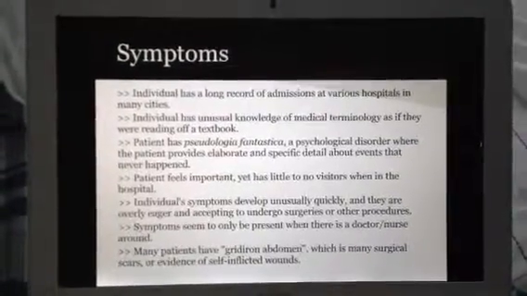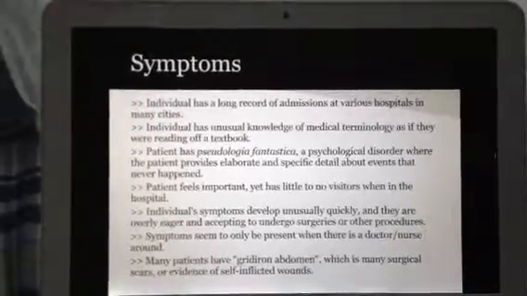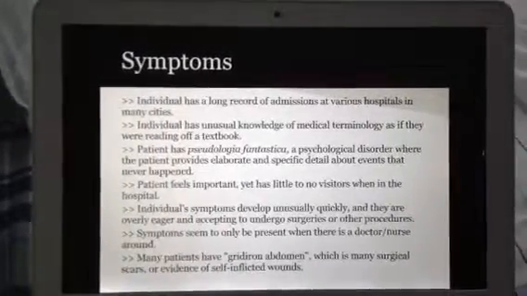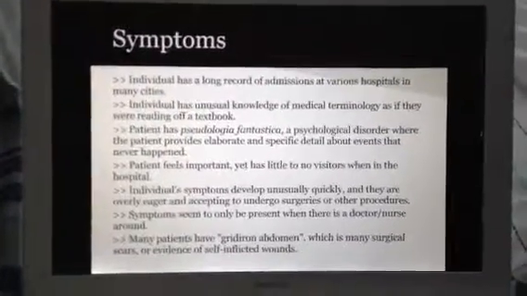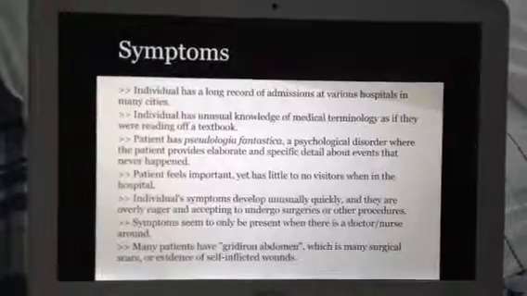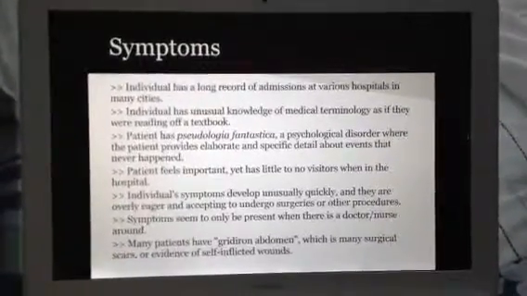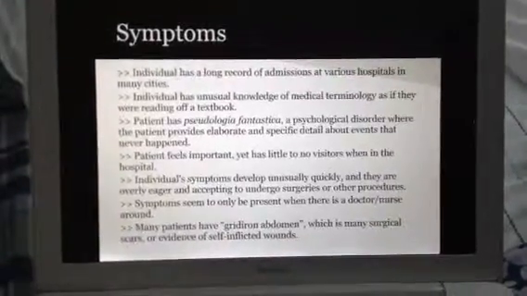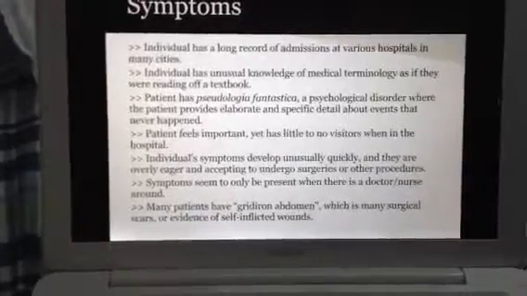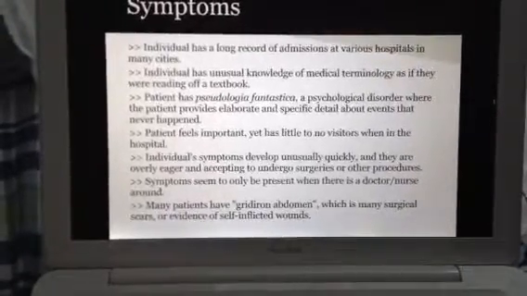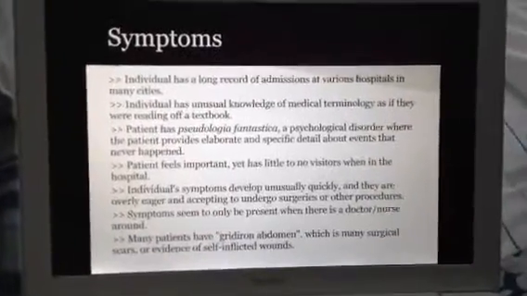These individual symptoms develop very quickly because they're over-eager and they are way too accepting to undergo surgeries or other kinds of scary procedures. Whatever the patient is saying that they have seems to only be present when there is a doctor around. And many patients have what doctors call gridiron abdomen, which is many surgical scars or evidence of self-inflicted wounds from multiple times coming to the hospital.